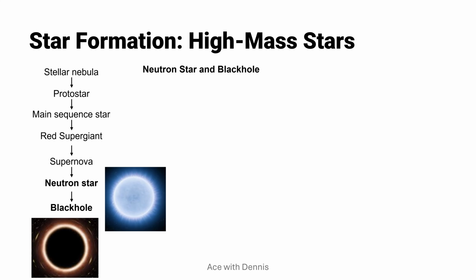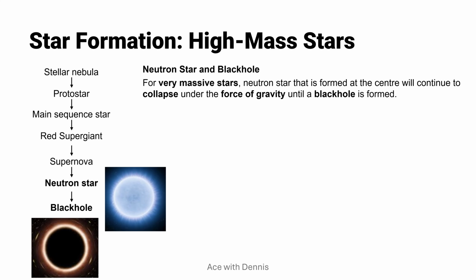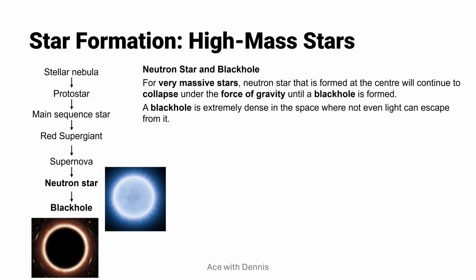Neutron stars and black holes. For very massive stars, the neutron star that is formed at the center will continue to collapse under the force of gravity until a black hole is formed. A black hole is an extremely dense region in space where not even light can escape from it.